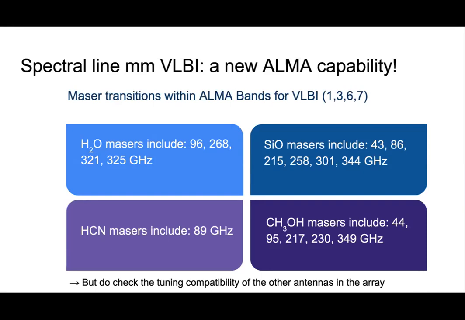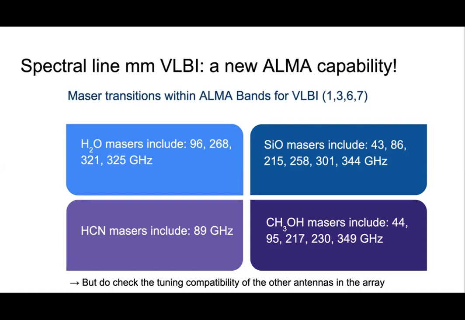And to get you excited, we put here a number of maser transitions that are available within the ALMA bands for VLBI. Those are bands 1, 3, 6, and 7 of ALMA. And these masers include water masers, in particular SiO masers, HCN masers, and methanol masers.